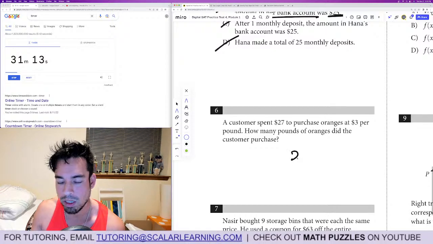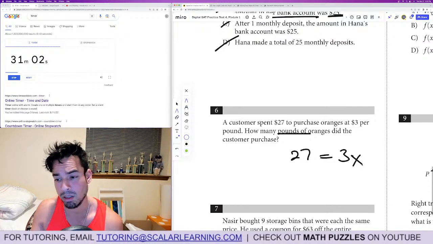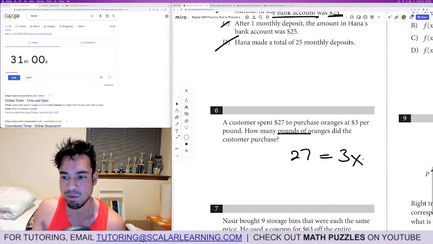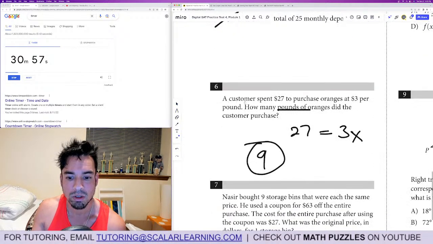A customer spent $27 to purchase oranges at $3 per pound. How many pounds of oranges did she purchase? So $3 per pound, $3 times the number of pounds. You can obviously do this in your head. 3 times what is 27? That is 9. Boom, done. Now we go to number 7.